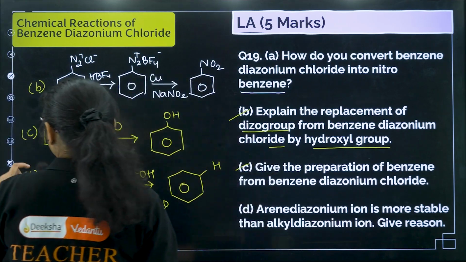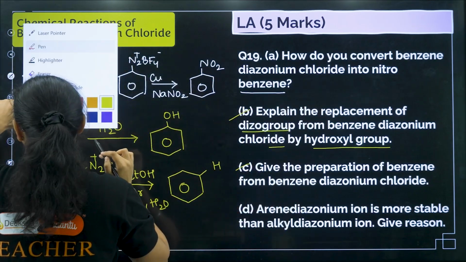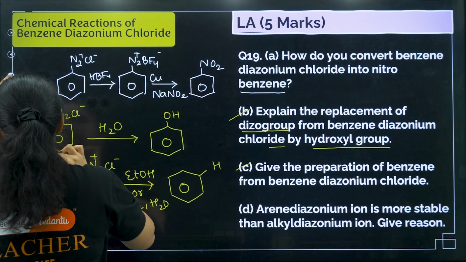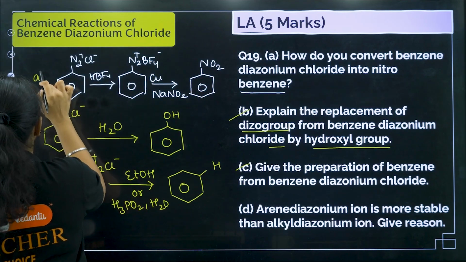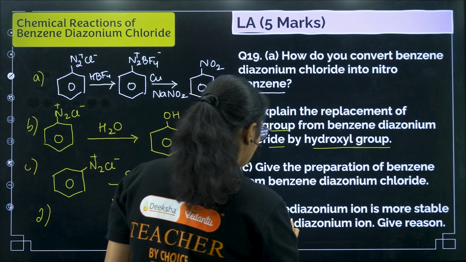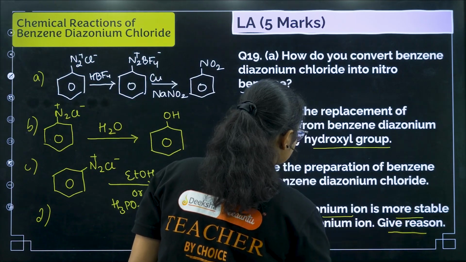Sorry, this is A. Okay, this is A. One second, here's some error I did with the numbering. Okay, so this is A, this is B, this is C. Let us see the next D question. Arene diazonium ion is more stable than alkyl diazonium, give reason.